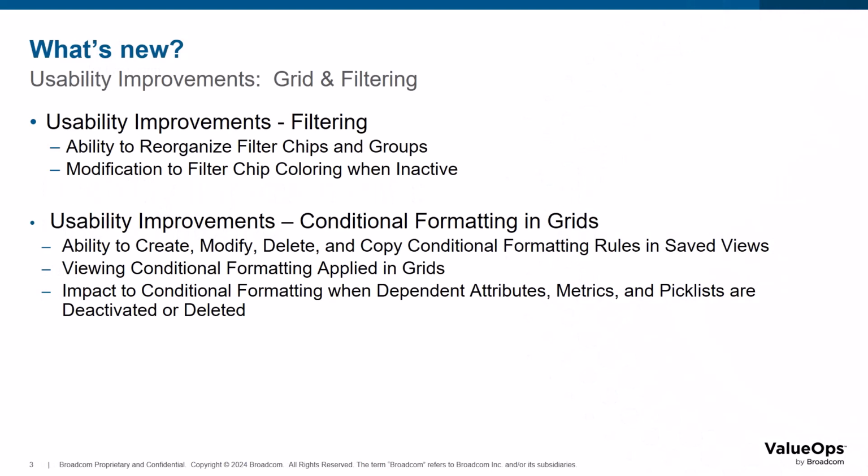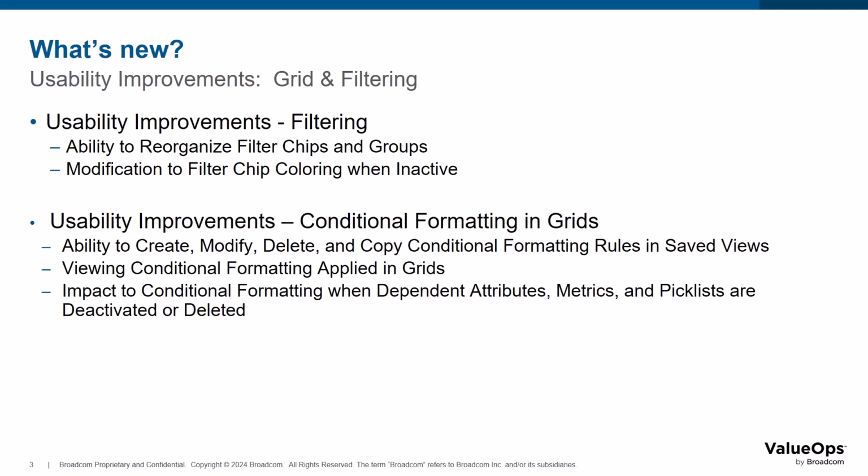So what is new this release in the grid and filtering area? First, for filtering, we now have the ability to reorder and reorganize filter groups and filter chips. And if you have a filter chip that's inactive, we're changing the coloring of that so you can see that it's not active. We've also introduced a new capability called conditional formatting, which will be applied in the grids.